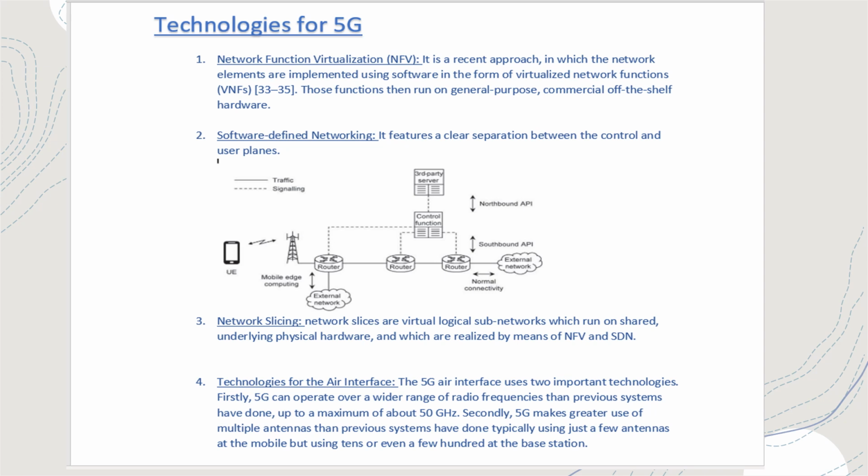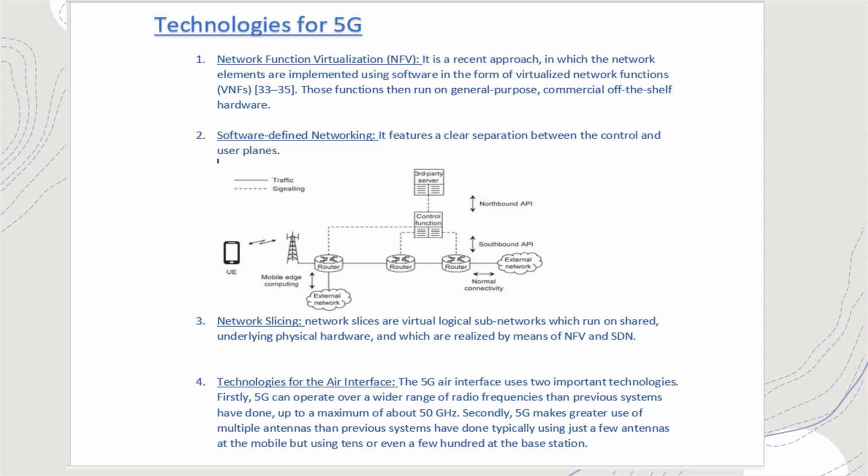So the central feature of software-defined networking is a clear separation between the control plane and user plane. So in a software-defined network, the control plane functions can be centralized, which allows for simpler, more integrated control over the network. Once centralized, those functions can easily communicate with authorized third-party application servers over a so-called northbound application programming interface, through which those servers can influence or control the network's operation.